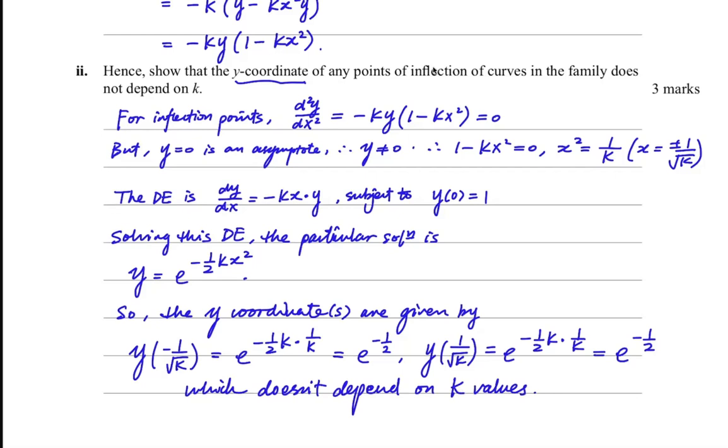Yep, because you can see in the final result for the y coordinate, it doesn't include k at all. So in the family, the y coordinates for any points of inflection does not depend on k. That is the intention of the whole question.